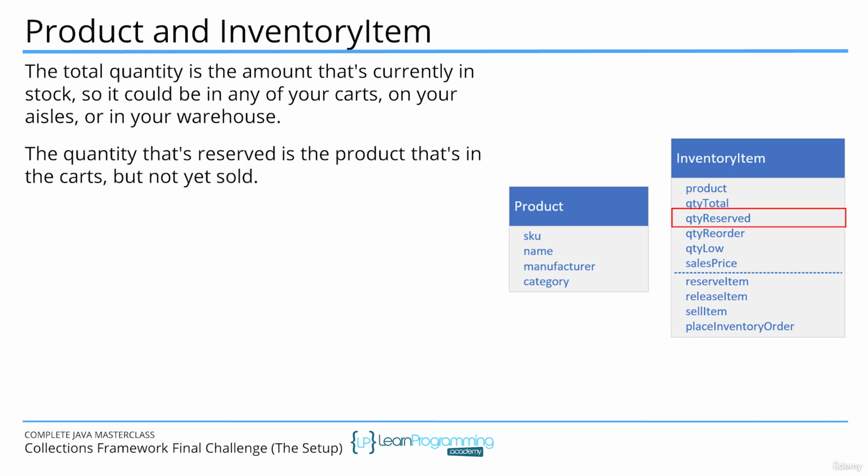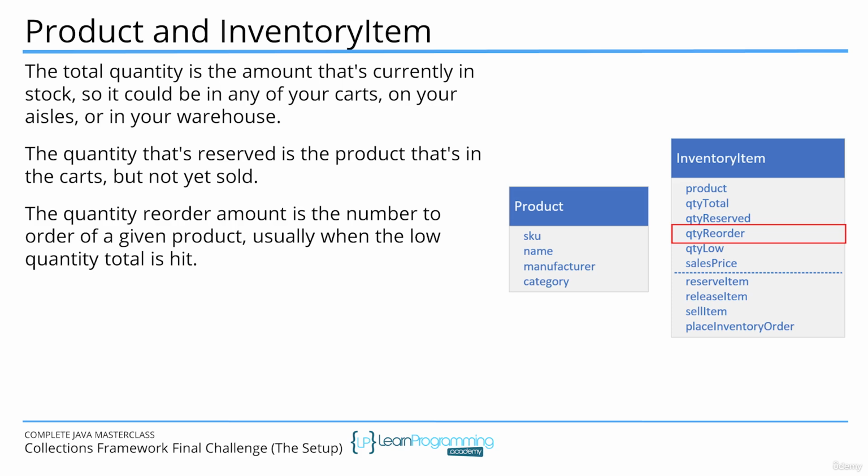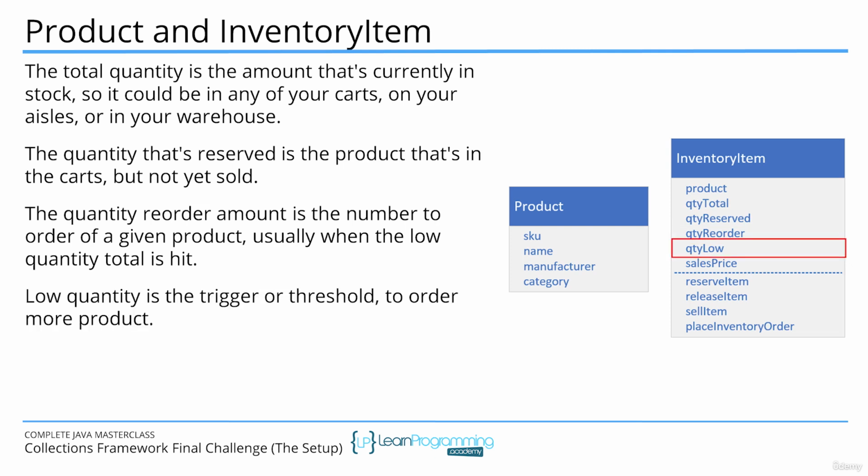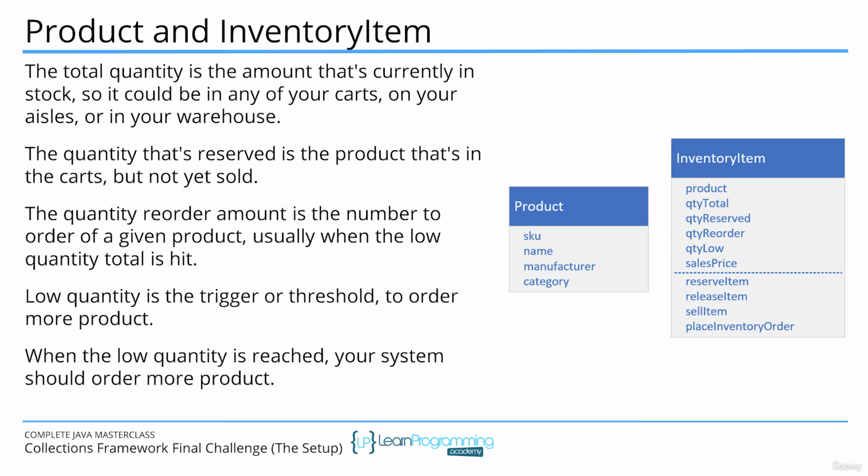The quantity that's reserved is the product that's in the carts but not yet sold. The quantity reorder amount is the number to order of a given product. Usually when the low quantity total is hit, low quantity is the trigger or threshold to order more product. When the low quantity is reached, your system should order more product.